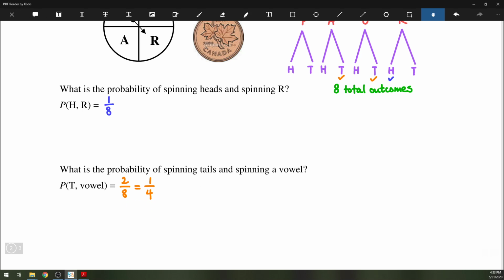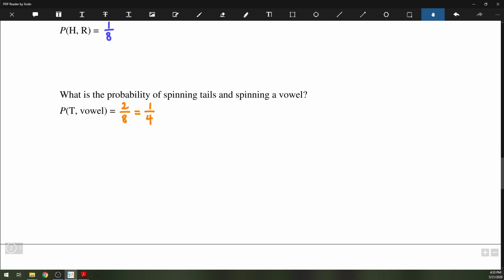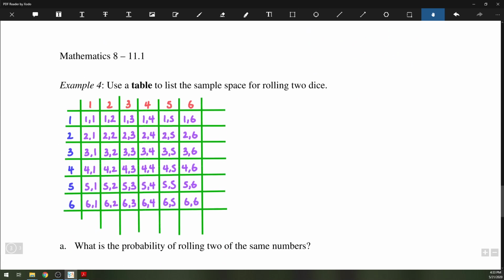So from there, let's say instead of flipping 2 coins, you're rolling 2 dice. It says use the table to list the sample space. It's already done for us here, just to save a bit of time. And there's no reason to watch me make this table, so it's going to be provided for us ahead of time. So let's see. We're going to use it to calculate some probabilities here.